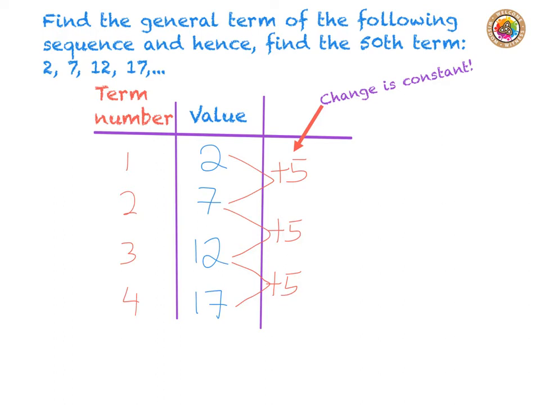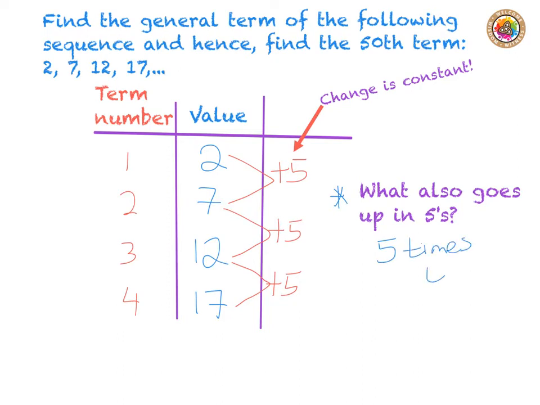Now the next question I ask myself, and this is really important, is what else goes up in 5s? I remember from my maths in primary school that the 5 times tables go up in 5s. And we're looking for a general term, so we want something that we can put an n into. If I put an n into it, I could call that 5n.